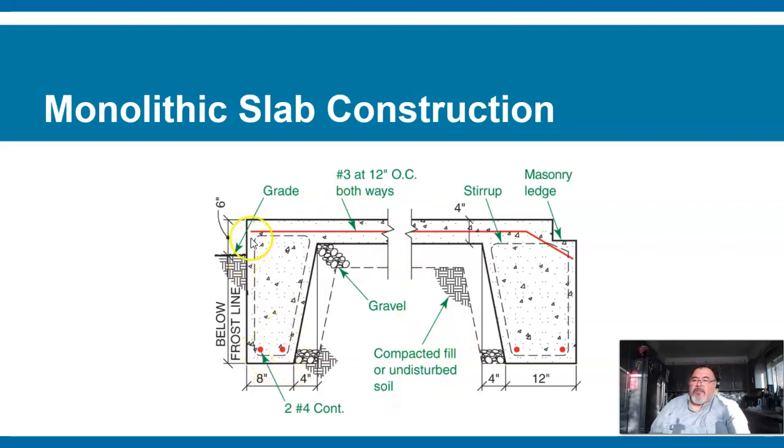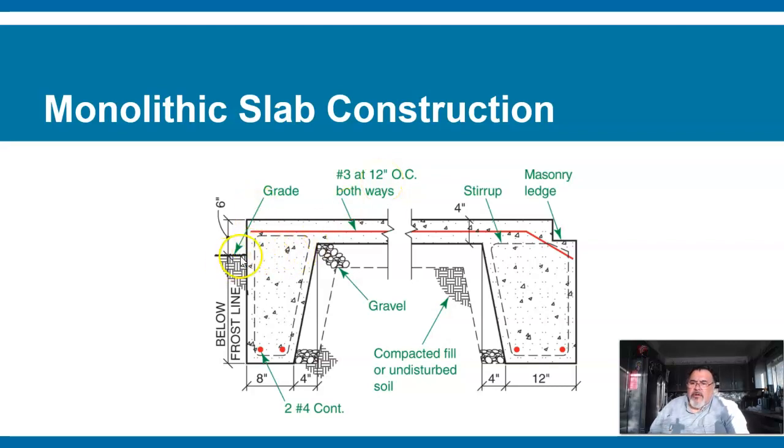Here the red represents the steel bars that are going to be laid inside the footing. Then this dashed line, I'm not sure what that represents. Oh, it's the stirrup. There's a little ledge, a little step in the concrete around the outside here. Over here it's telling you that there's number 3 at 12 inches on center both ways. So it's a wire mesh, a number 3 wire with 12 inches on center going 2 directions.